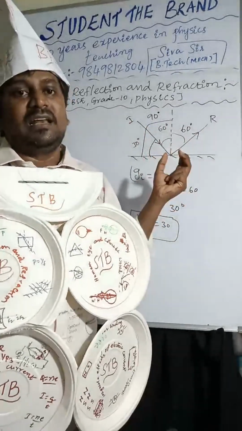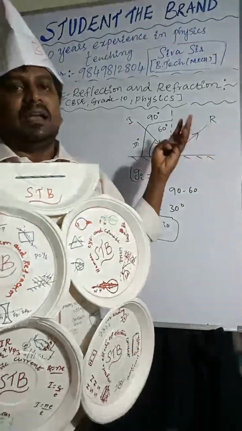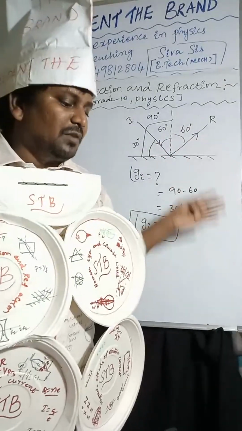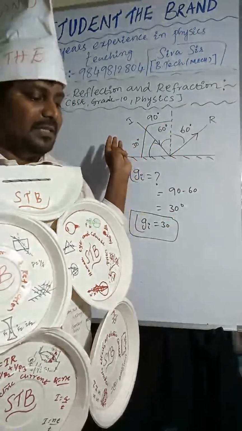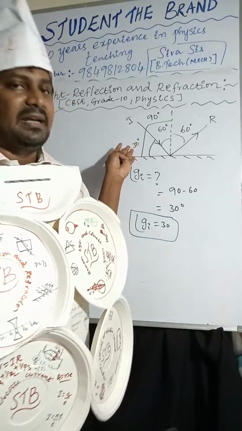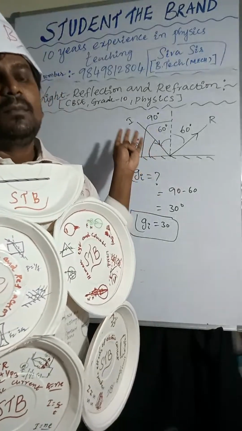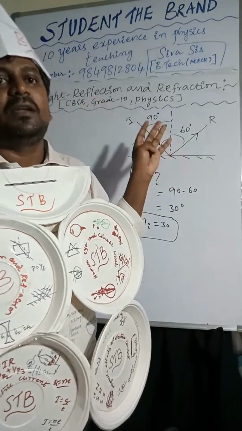So these questions they will ask. Generally we follow the angle of incidence and angle of reflection, and we solve the angle of deviation formula. But we will miss the glancing angle of incidence, because this is very, very important.